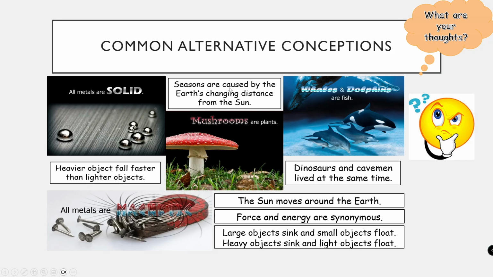The one I talked about previously was that the seasons are caused by the Earth's distance to the sun, that mushrooms are plants and not fungi, and I can see why. They grow from the ground. They do have some similar observable features. The sun moves around the Earth. Well, that makes sense. Physically, it feels like that's the case because it doesn't feel like the Earth's moving. Force and energy are synonymous, which is not true.